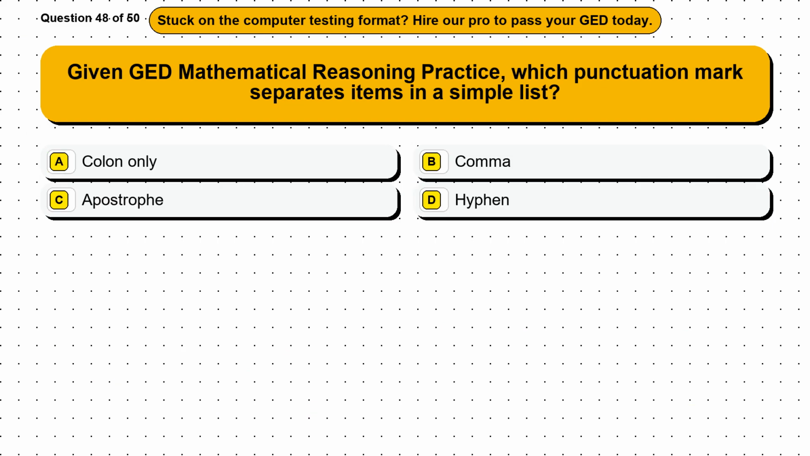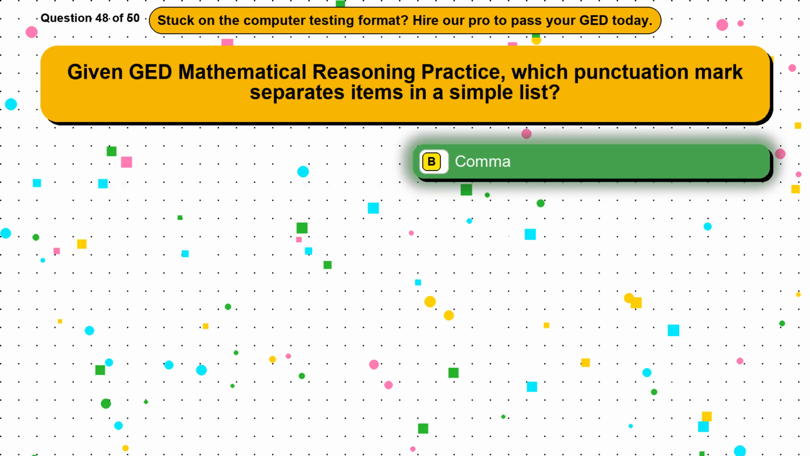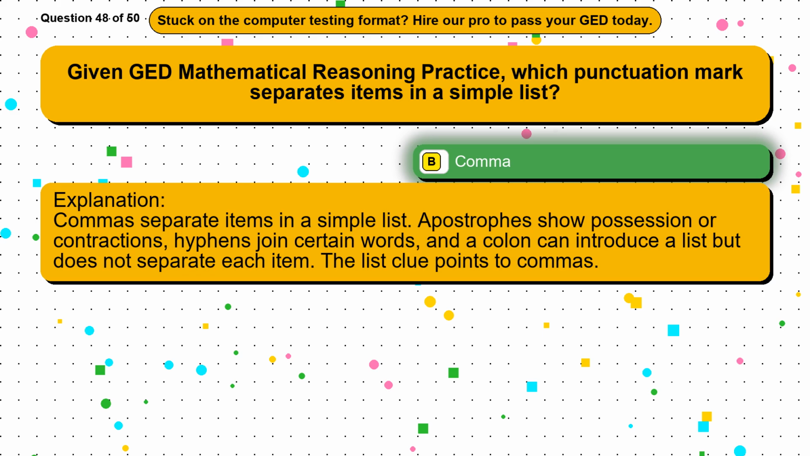Question 48. Given GED Mathematical Reasoning Practice, which punctuation mark separates items in a simple list? Option A, colon only. Option B, comma. Option C, apostrophe. Option D, hyphen. The correct answer is option B. Comma. Commas separate items in a simple list. Apostrophes show possession or contractions, hyphens join certain words, and a colon can introduce a list but does not separate each item. The list clue points to commas.